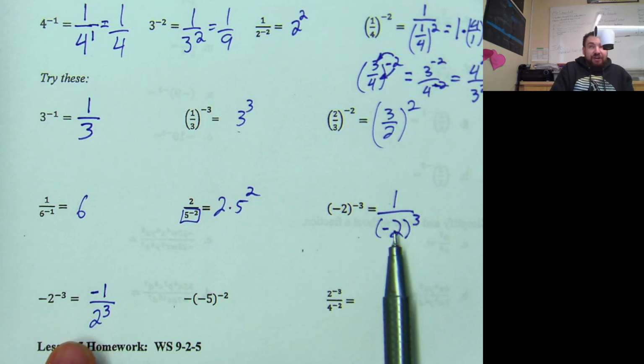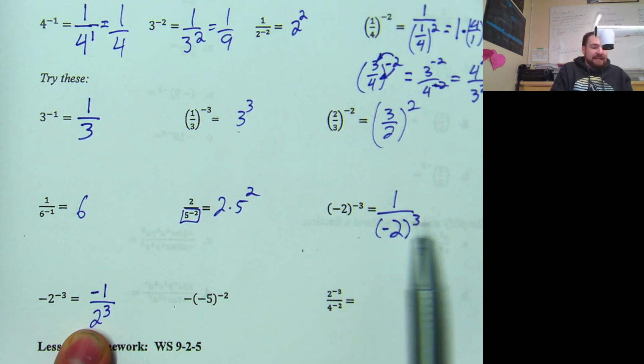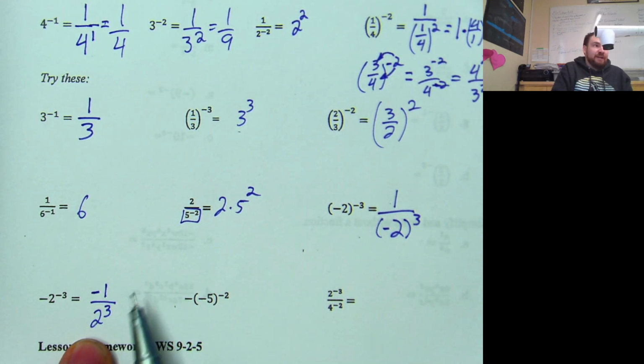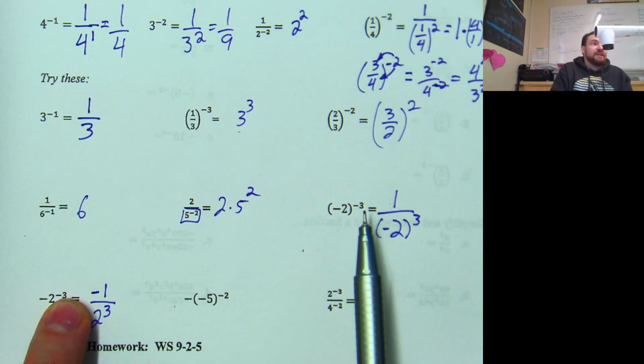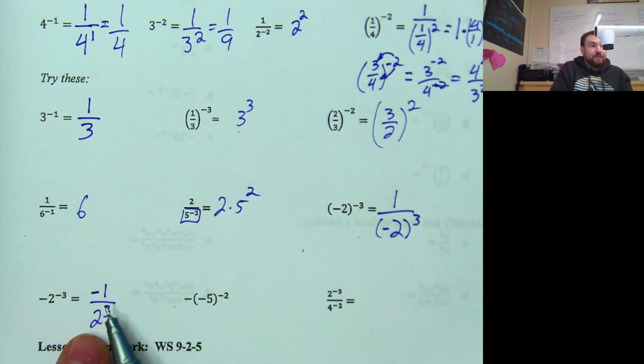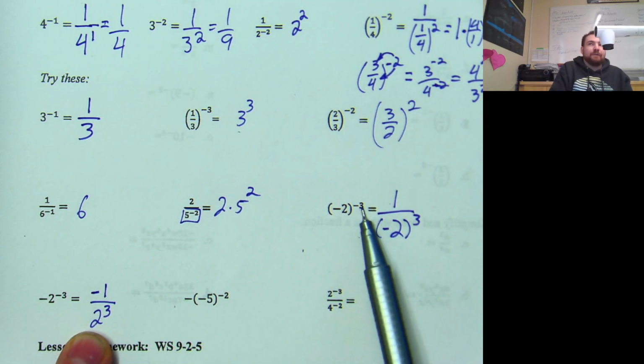Ultimately, these two are going to give me the same value because this negative base has an odd exponent. So this is going to give me negative 1/8. This is also going to give me negative 1/8. But if these two had even exponents, they would give me different answers. This would be negative 1/16, and this one would be positive 1/16 if it was negative 4 here and negative 4 here.